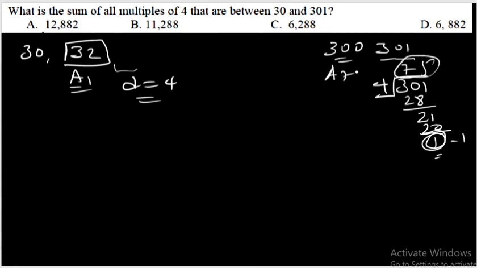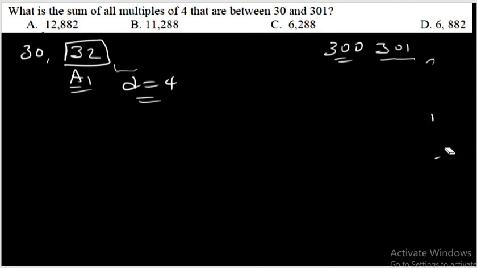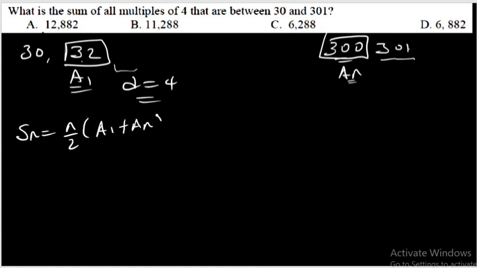We have to count how many terms there are. Anyway, the last term that is divisible by 4 is 300. This is the nth term. So the first term is 32 and the last term is 300. We know the sum of n terms is n over 2 in brackets a1 plus an. We know a1, we know an, but we have to get the n. How many terms are there? Let's get that.